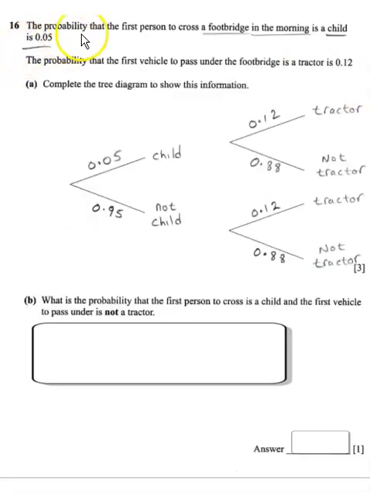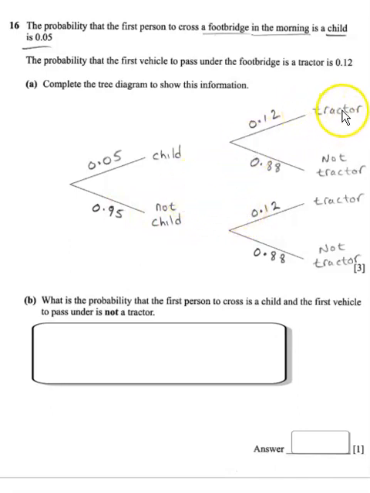So for question 16, the probability that the first person to cross a footbridge in the morning is a child is 0.05. The probability that the first vehicle to pass under the footbridge is a tractor is 0.12. Complete the tree diagram to show this information. So we've labelled this one child and not child, so that's two options we have. 0.05 would be the probability for the child to cross. But then if there's no child, it would be 0.95 as these both have to add up to 1.